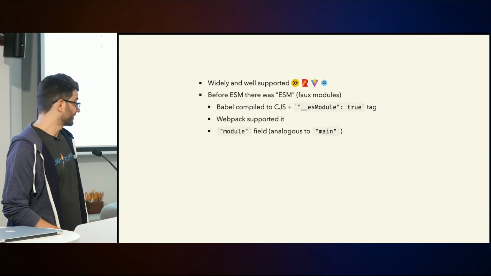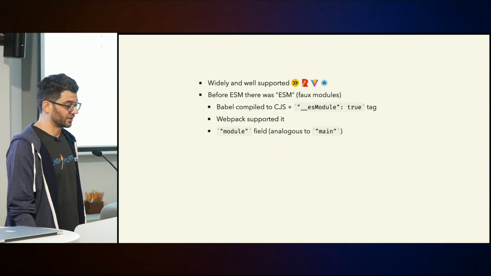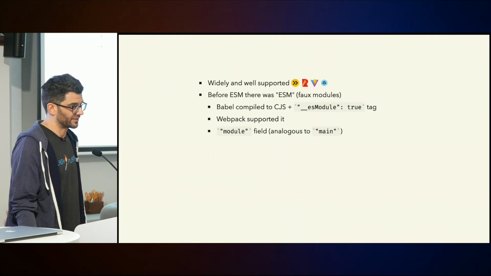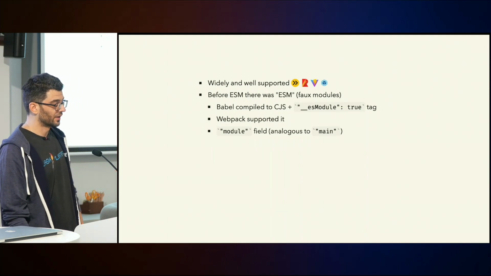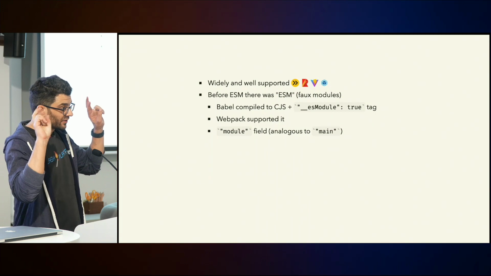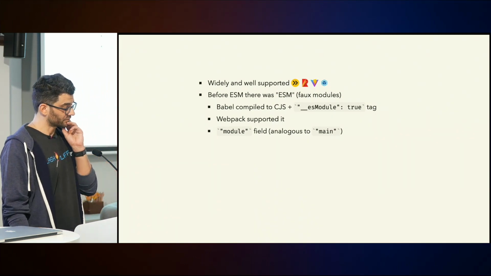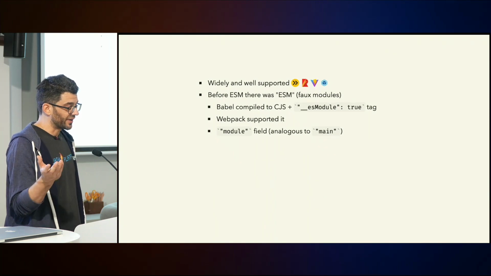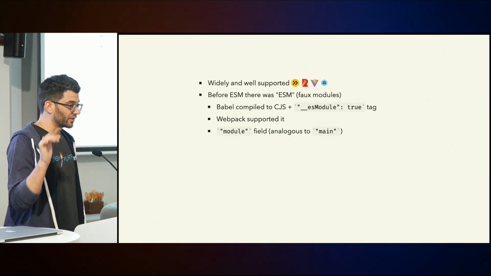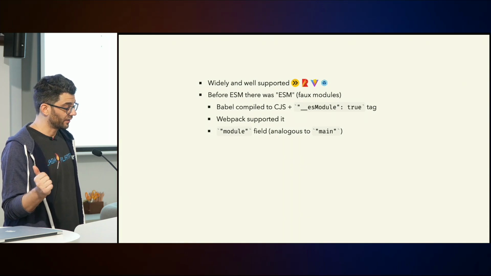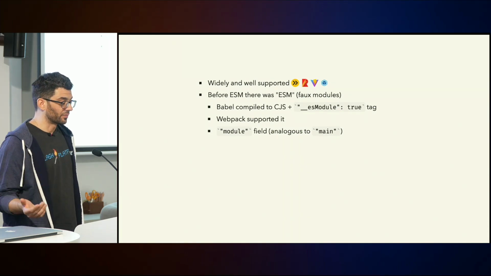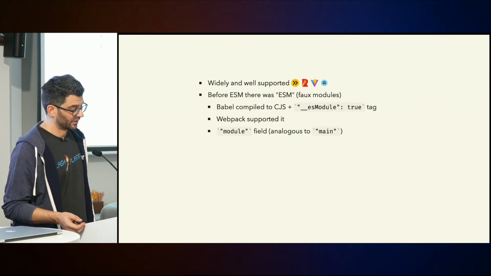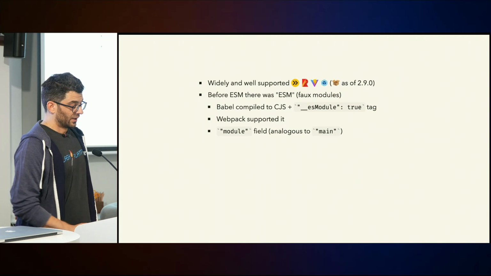Well, it's great, because that's how it all started. Initially Webpack supported ESM before ESM was even barely standardized. Before ESM, there was full ESM, full modules. It's basically CJS with this underscore ES module true thing, and that's how Babel compiled to tell Webpack this is actually ESM, and then we have the module key.